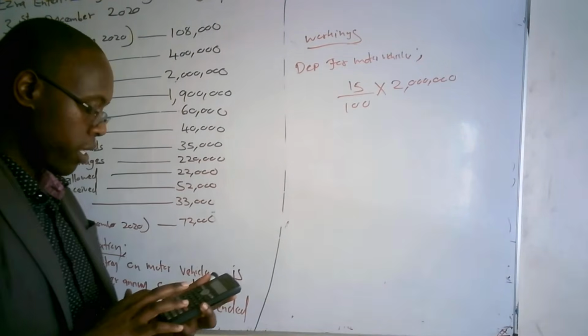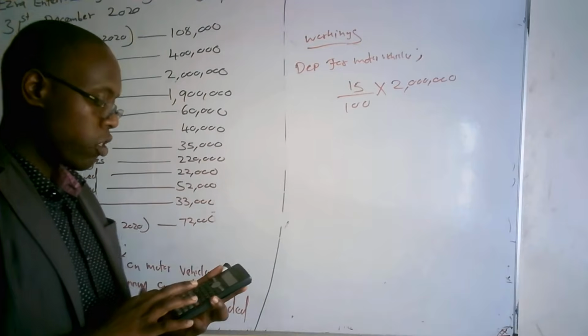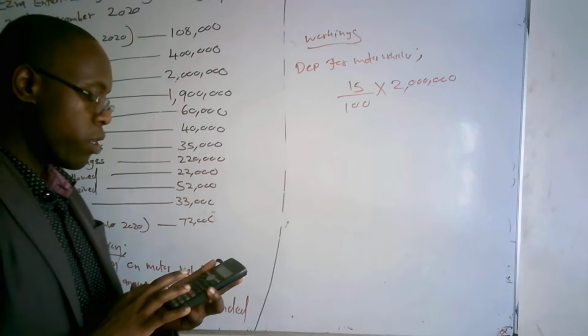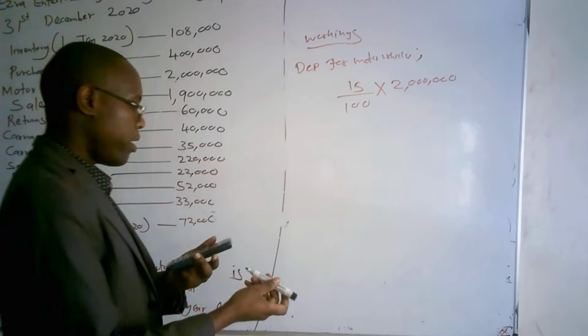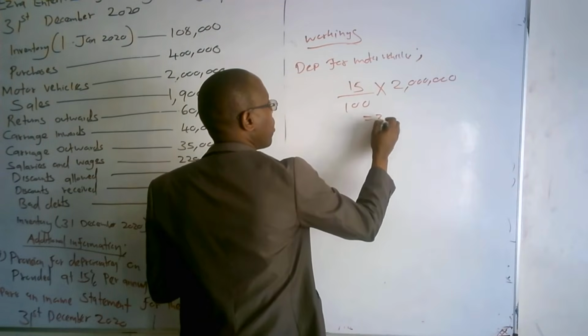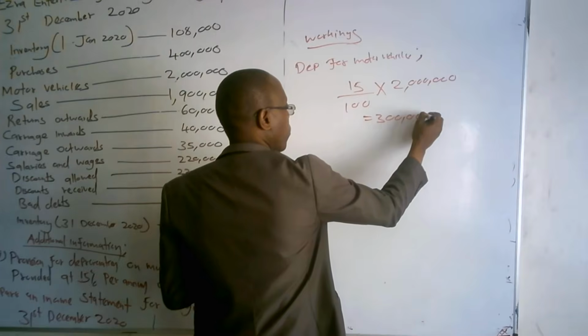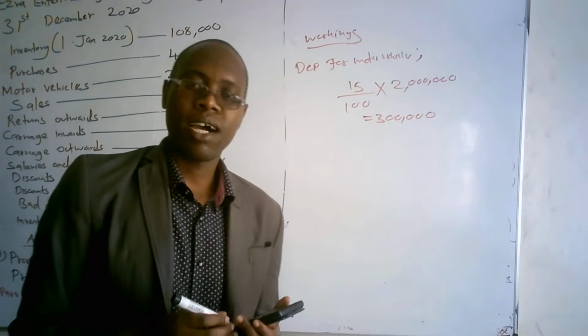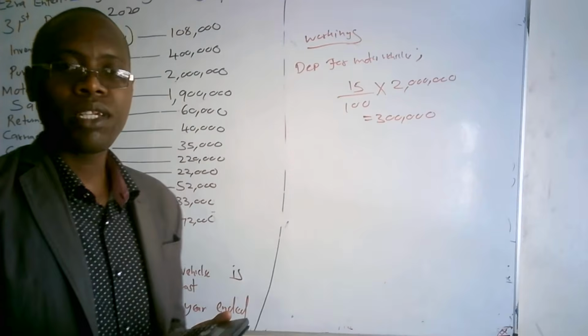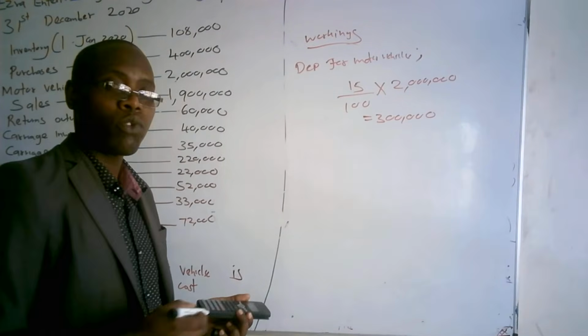So let me use my calculator. 15% of 100 times 2 million, that is going to give me 300,000. So the depreciation that I'm going to take as my expense in the income statement will be that 300,000. So it will be 300,000, and that is depreciation. And of course you get a mark.